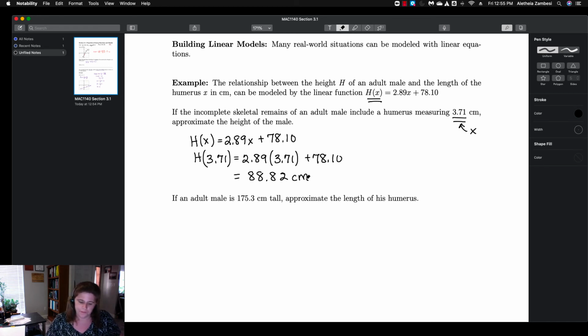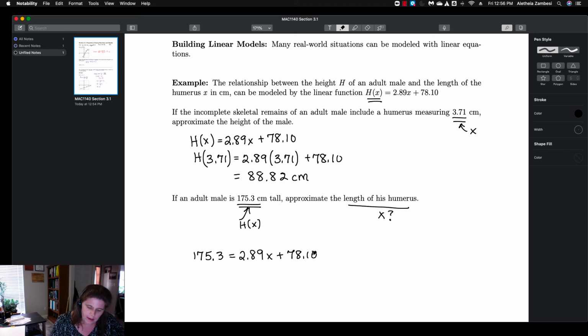If an adult male is 175.3 centimeters tall, approximate the length of his humerus. All right, so now we know how tall he is, but we want to approximate the length of the bone. So this is our H(x), our height, and we need to approximate the x value. So I'm going to plug in this 175.3 as the height, and 2.89x plus 78.10.